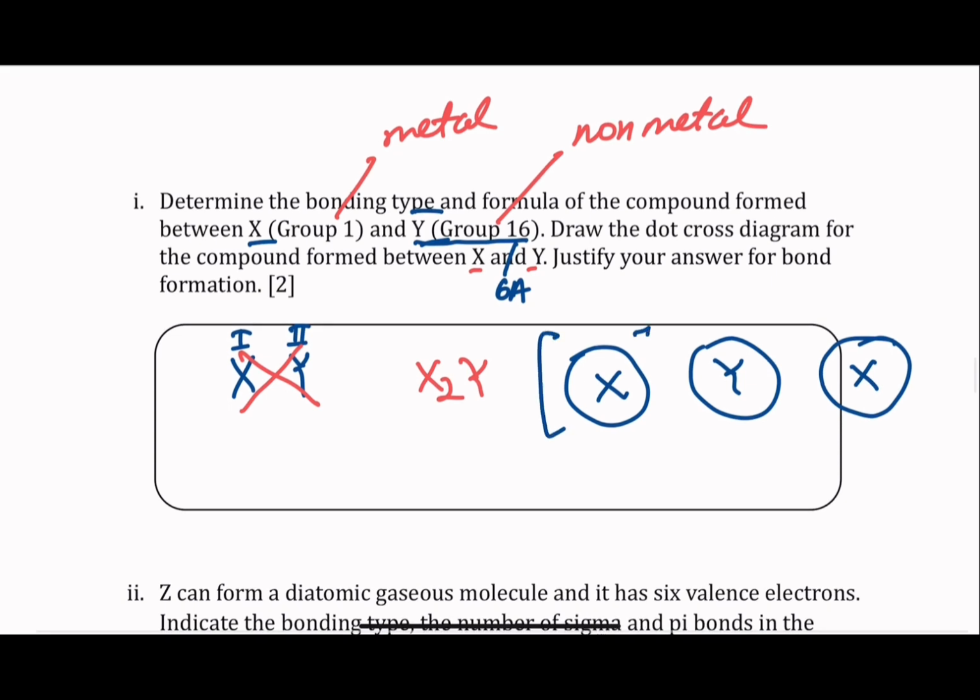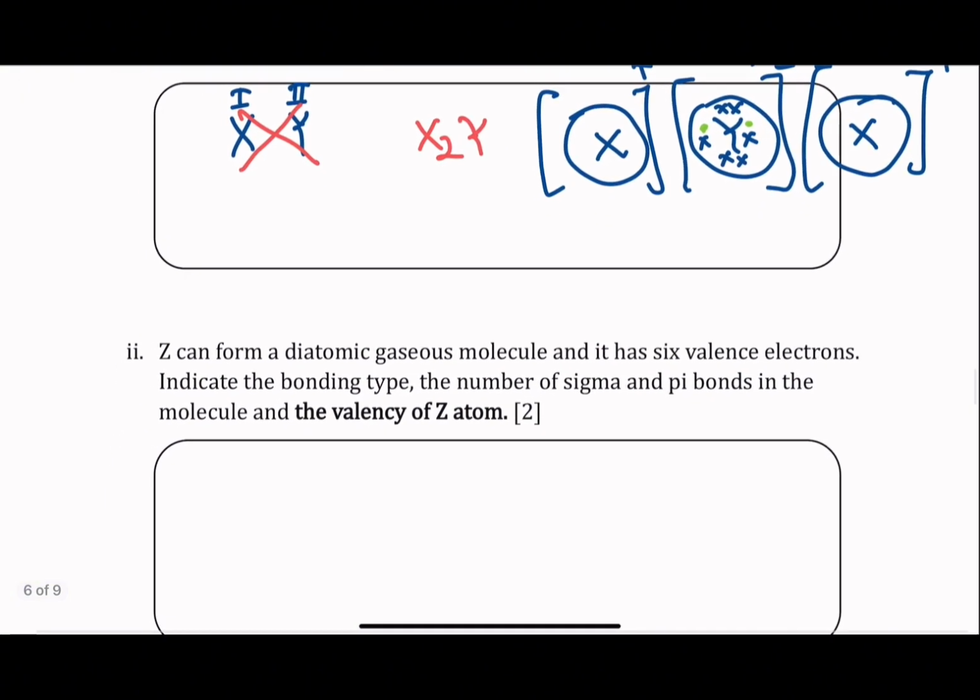So because X lost the 1 electron, it only had 1 valence electron, it is a plus, while Y had 1, 2, 3, 4, 5, 6, and it took the electrons from X, so this one in here, this one in here, and then this is the Y with -2 in here. Okay, so that is the ionic bonding.